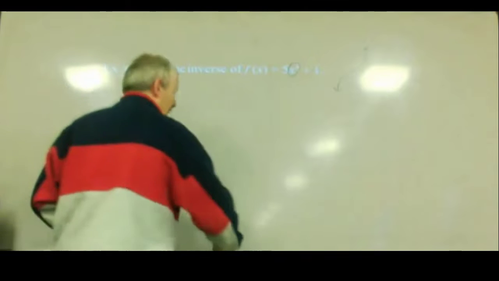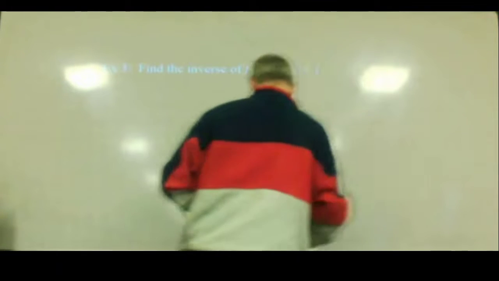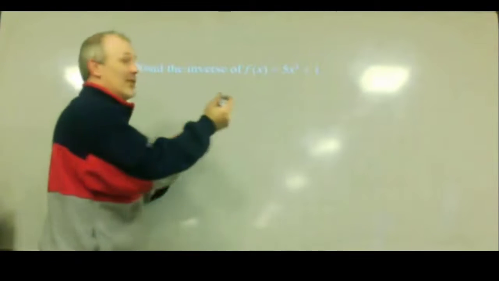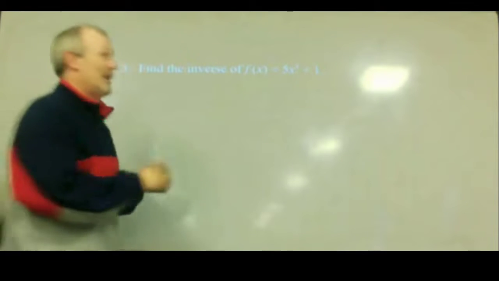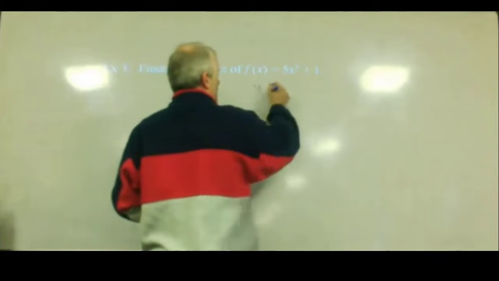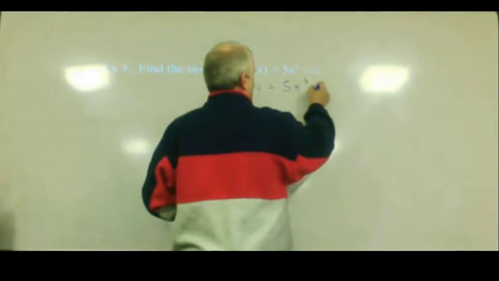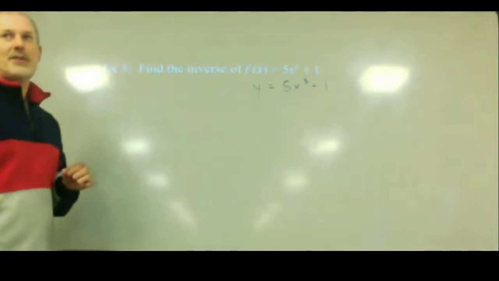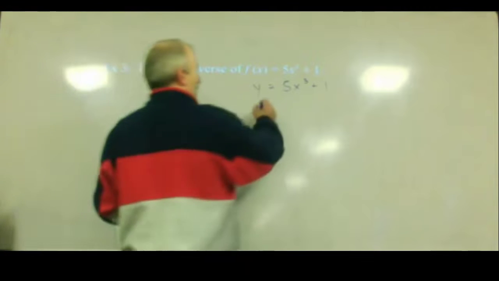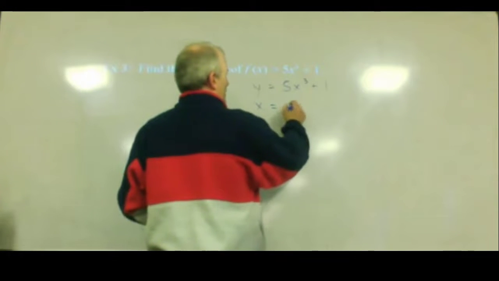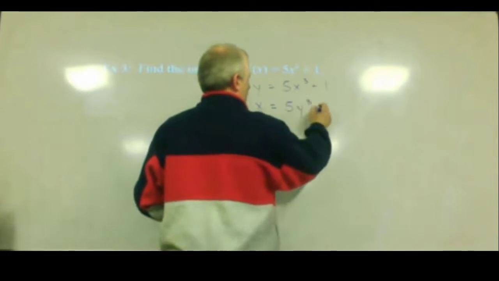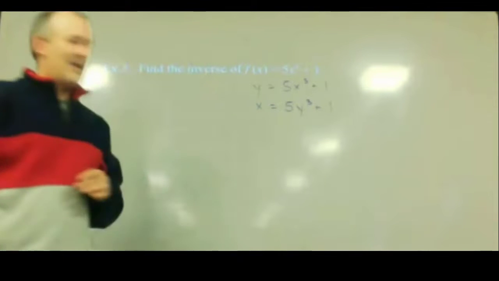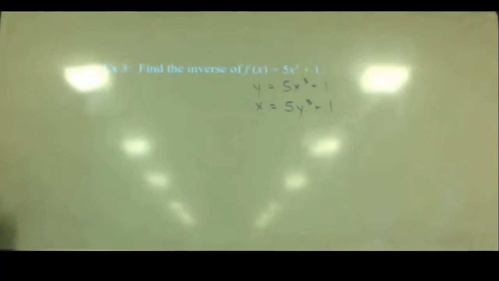So let's take a look at this one. What is our first step going to be? Y equals. Okay. What's our next step going to be? Yep. And vice versa, right? So x equals 5y cubed plus 1. And now our goal, do the math and get the y by itself.